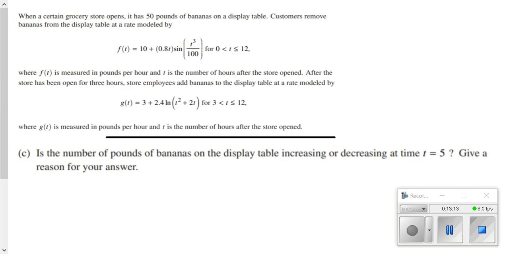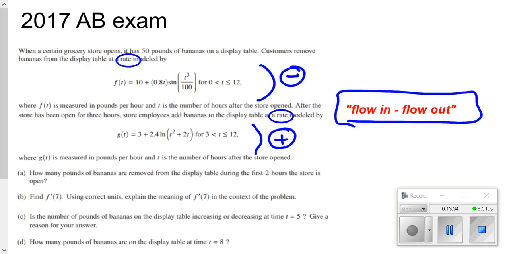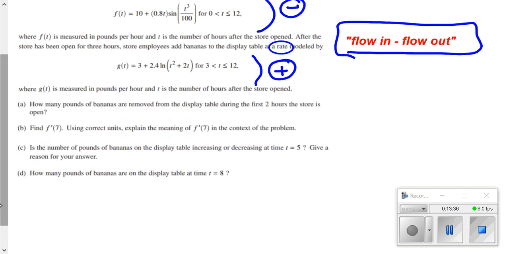All right, part C. I want you to try part C on your own. Okay, so part C is the number of pounds of bananas on the display table increasing or decreasing at time equals 5. Give a reason. And how many pounds of bananas are on the display table at time equals 8? So those are parts C and D. I'm going to go back to this slide where all of it's visible. And I'm going to ask that you hit pause and try C and D.